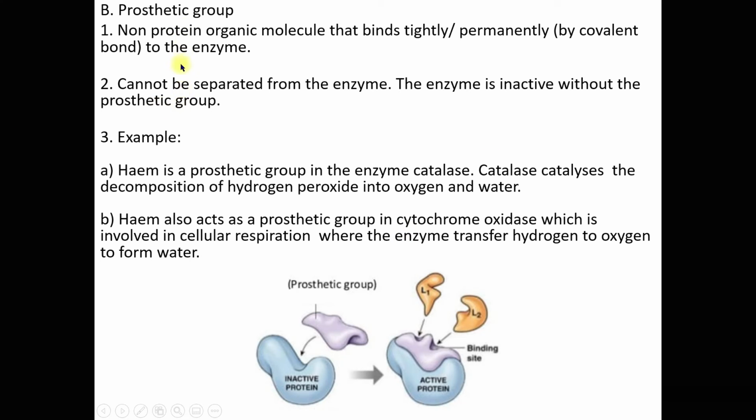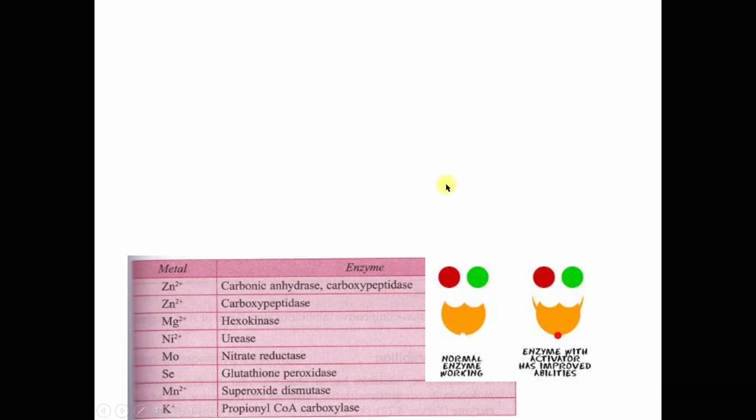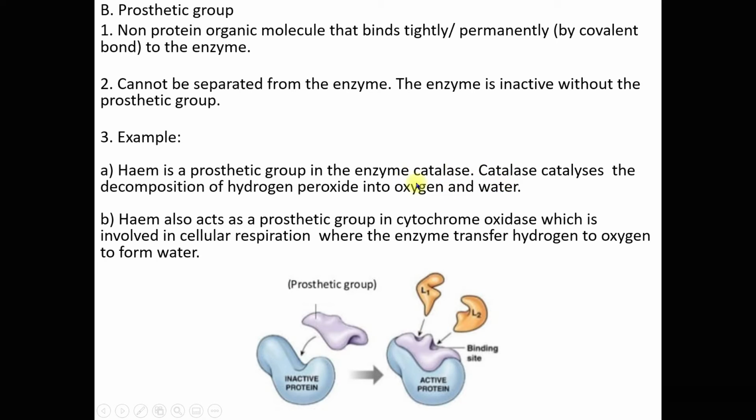Now, an example of prosthetic group is heme. Heme is a prosthetic group in the enzyme catalase. This catalase enzyme catalyzes the decomposition or breakdown of hydrogen peroxide into oxygen and water. And heme also can act as prosthetic group in cytochrome oxidase, which is involved in cellular respiration, where the enzyme that permanently binds with the heme transfers hydrogen to oxygen to form water.